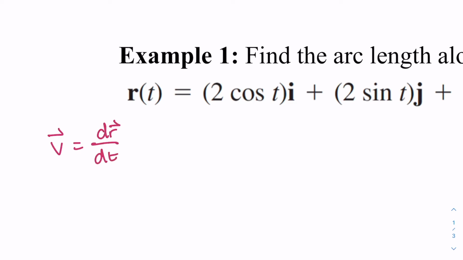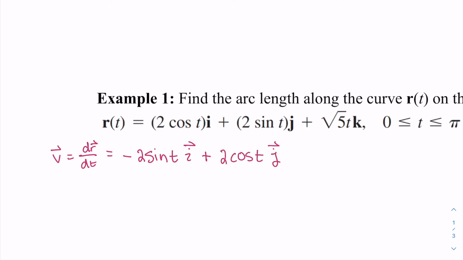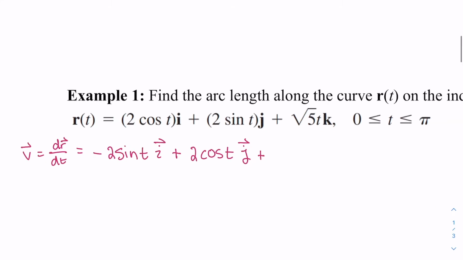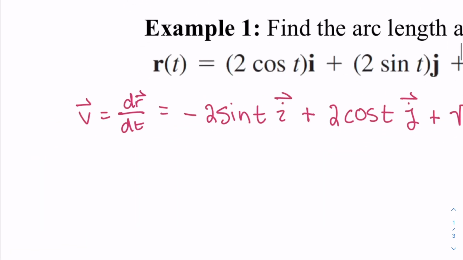which in this case is going to be negative 2 sine t i plus 2 cosine t j plus square root of 5 k. So we found the velocity function, the first derivative. Now we need to find its magnitude, right? We're constructing the integrand here.